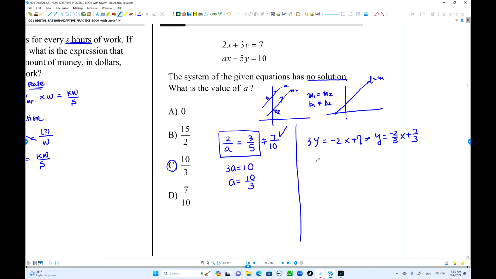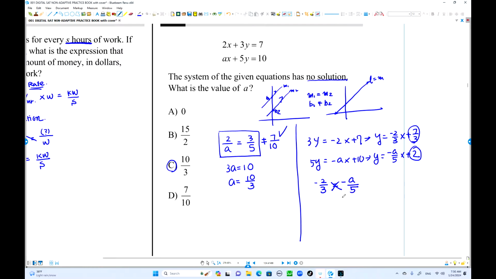The second equation is 5y equals negative 8ax plus 10. So y equals negative a over 5 x plus 2. We can see they have different y-intercepts. The only thing we have to check is that their slopes must be equal. Negative 2 over 3 must equal negative a over 5.